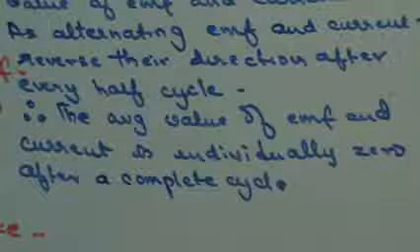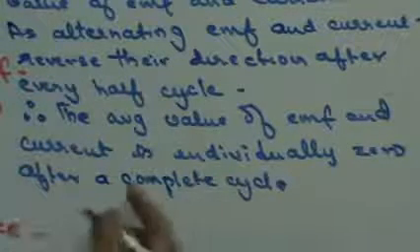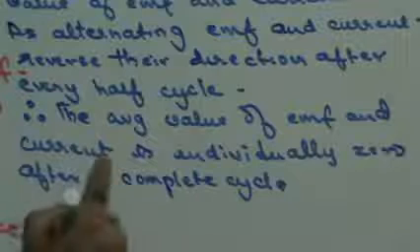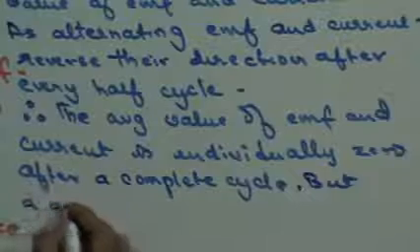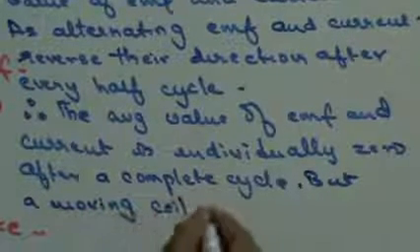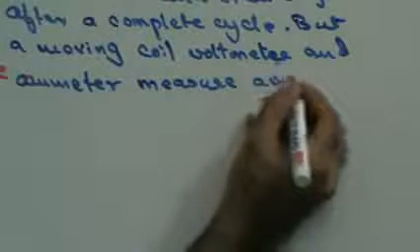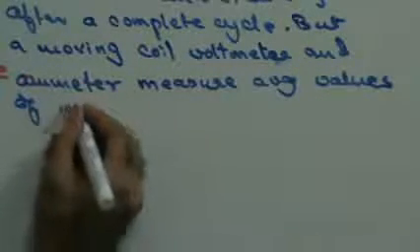From where does this value come? Right? I can say that the average value of EMF and current is individually zero after a complete cycle, but a moving coil voltmeter and ammeter measure average values of voltage and current.